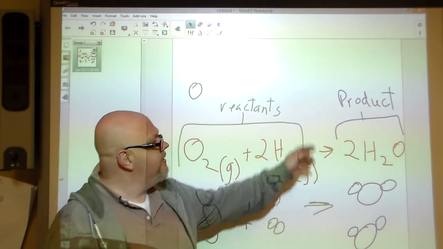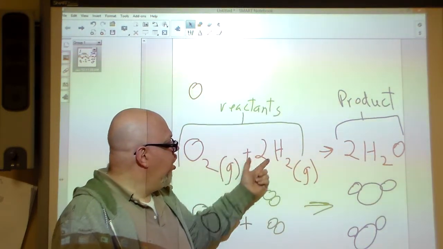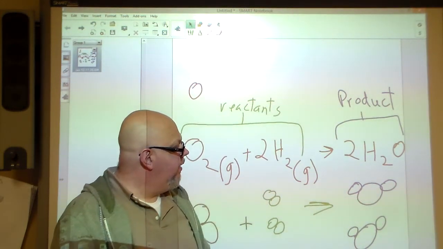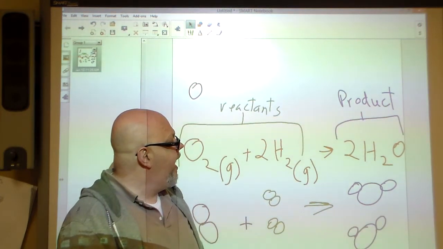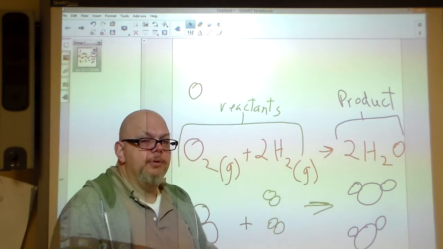So reactants and products, here is your coefficient. How many of these H2s do we have running loose? And these are our subscripts. And with that, ladies and gentlemen, you got the basics for a chemical equation.